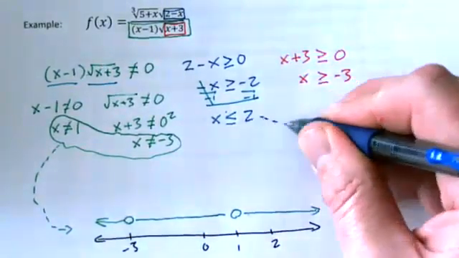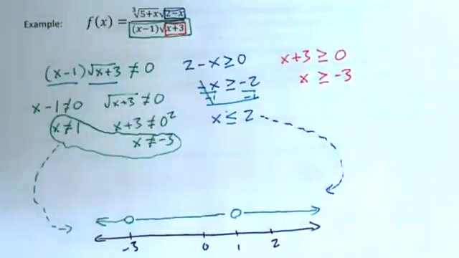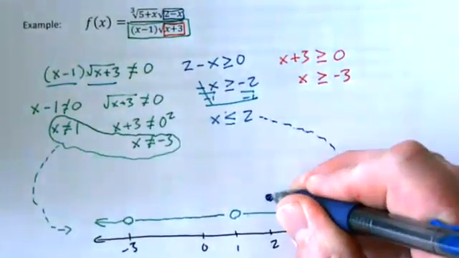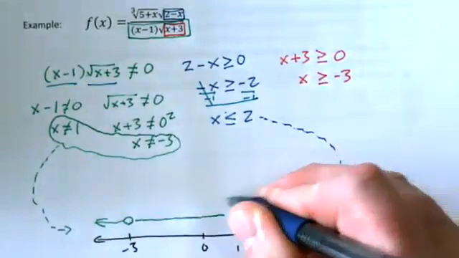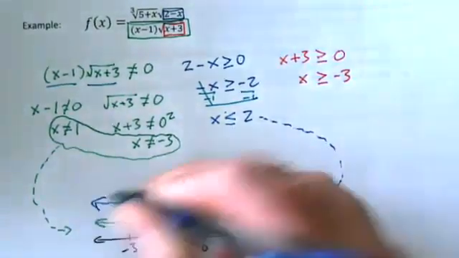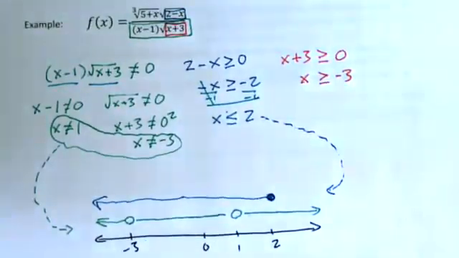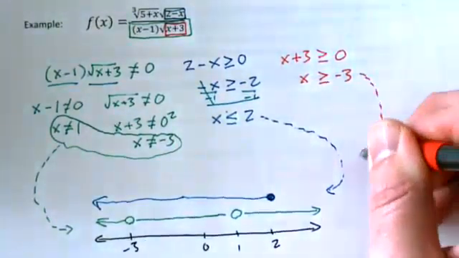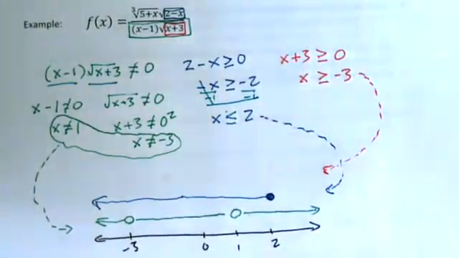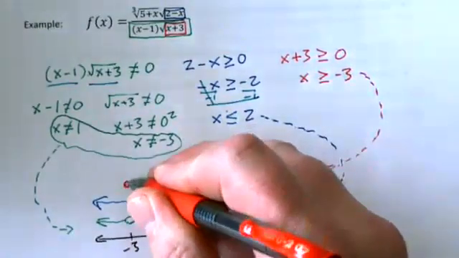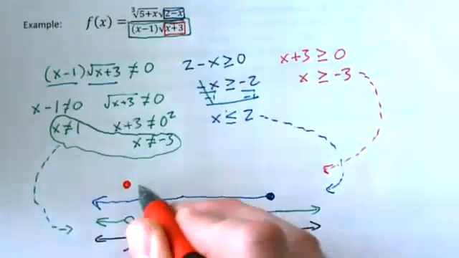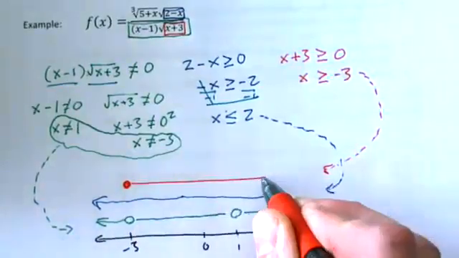I'm going to do the second one right above it. Less than or equal to 2. So at 2, I'm going to have a closed dot. And then less than is going to move off to the left from there. And then my last one, I'll stack right on top of that one. Greater than or equal to -3. So again, closed dot at -3. Greater than means we need to go to the right.